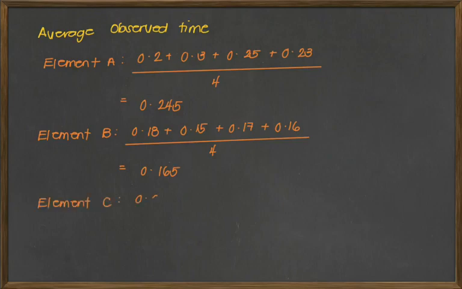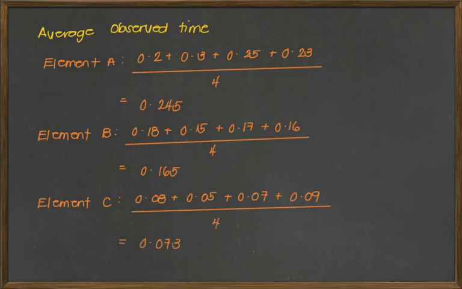Then for element C, that will be 0.08 plus 0.05 plus 0.07 plus 0.09, and again divide it by 4 to represent the number of observations taken, and that is 0.073. So usually we use 3 to 4 decimal places. Okay, so now we are complete with the average observed time. The next step is to get the average normal time for each element.